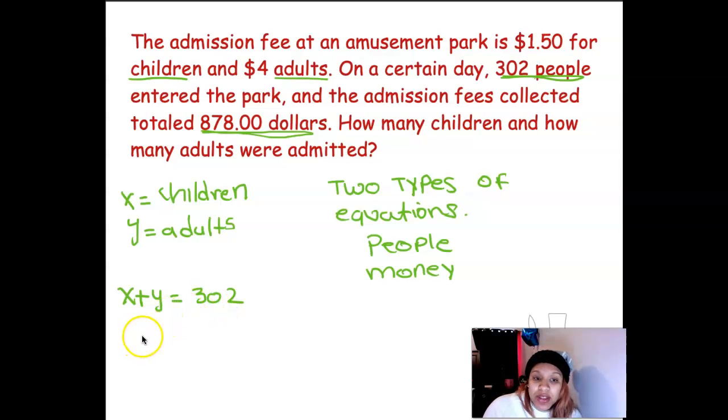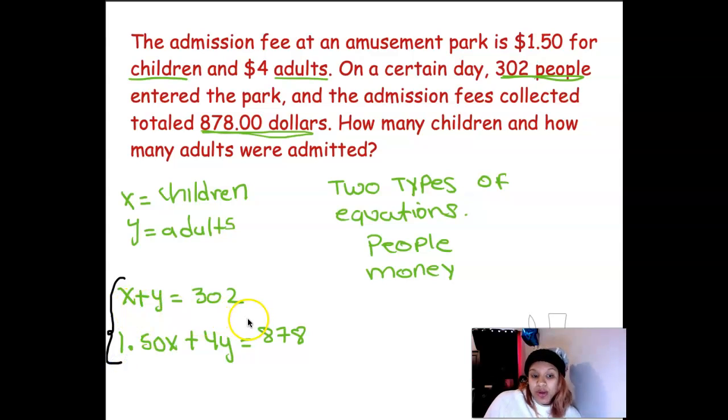Now, I don't know specifically how much money came in for the children, but I do know that it costs $1.50 for each child to come in. So I'm going to say 1.50x plus 4y, and this will give me a grand total of $878. If you notice here, you have your system of equations. Two equations. Now, they're both in standard form, so my suggestion is to use the elimination method to solve it.